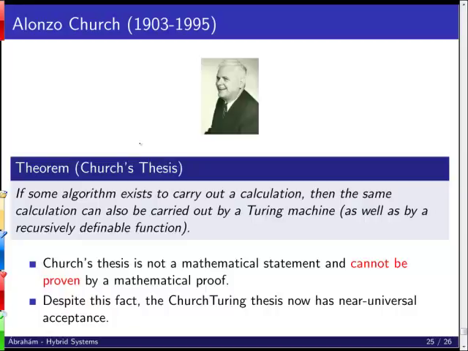Now we have a statement by Church. Church says, this you probably also know, that if some algorithm exists to carry out a calculation, then the same calculation can also be carried out by a Turing machine. That means everything that you can compute, you can compute by a Turing machine. This statement is not a mathematically formal statement, that means you cannot prove it. It is kind of non-elementary, but it is basically accepted as a true statement.